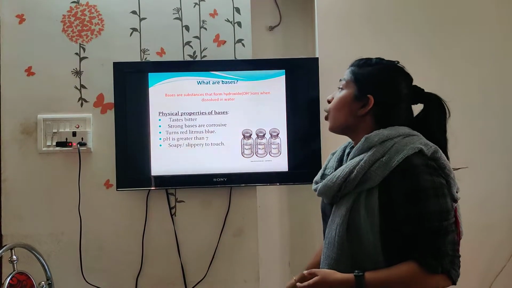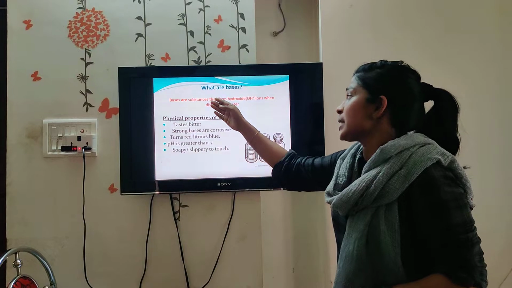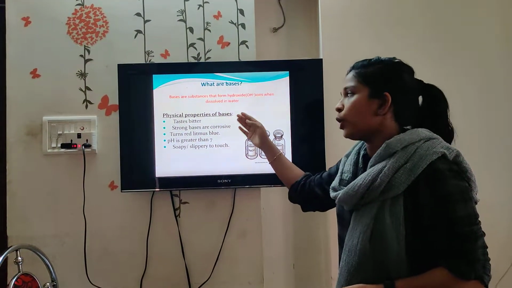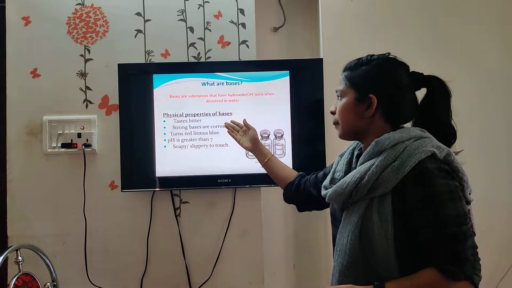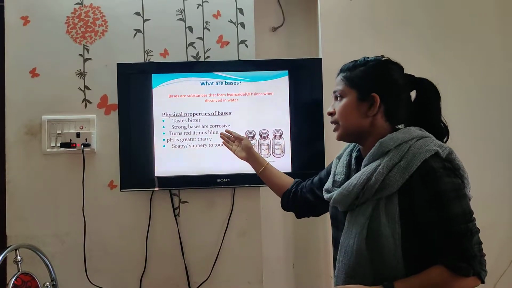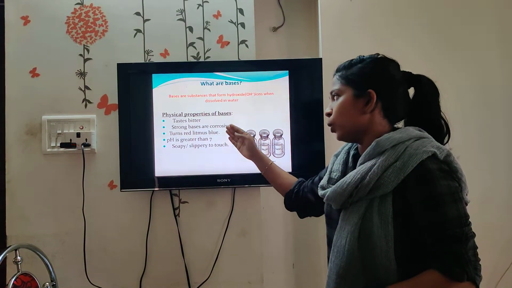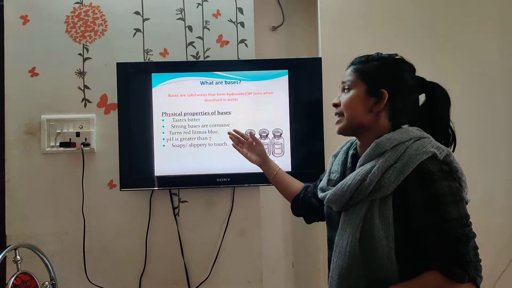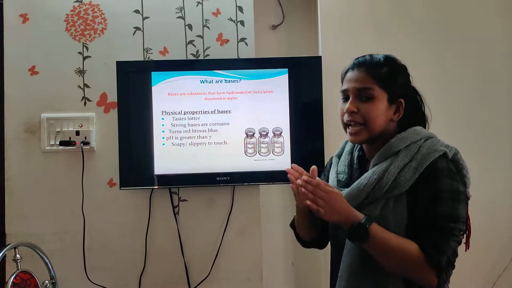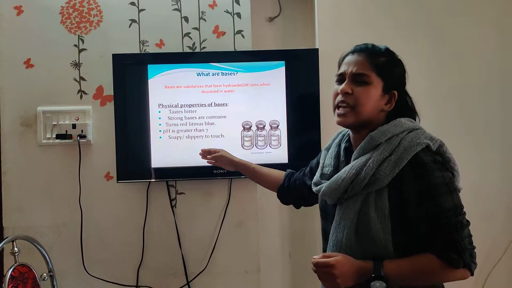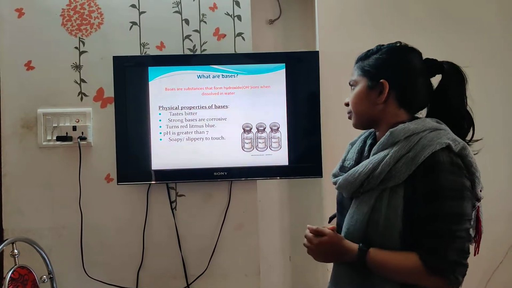Moving on to bases. What are bases? Bases are substances that form hydroxide ion, OH-, when dissolved in water. What are the physical properties of bases? It tastes bitter. Strong bases are corrosive in nature. It turns red litmus to blue. pH is greater than 7. That means pH ranging from 8 to 14 is basic. It is soapy or slippery to touch.